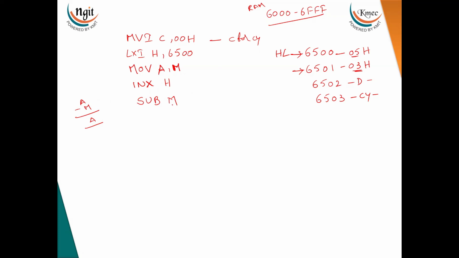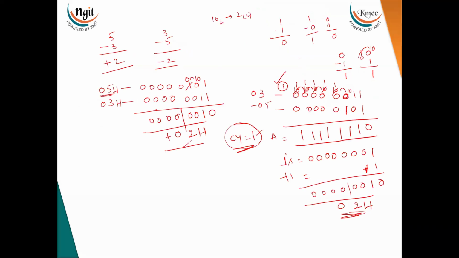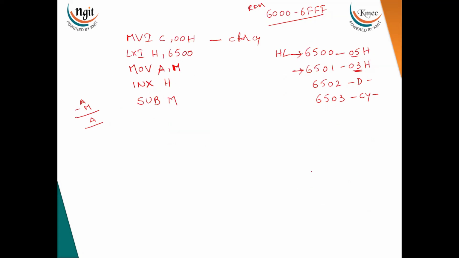Now after the subtraction, I need to check. If carry is not generated, it is a positive value. If the carry is generated, I have to take the 2's complement for the answer. So for that, I need to test the carry. How to test the carry? We have JNC and JC instructions.